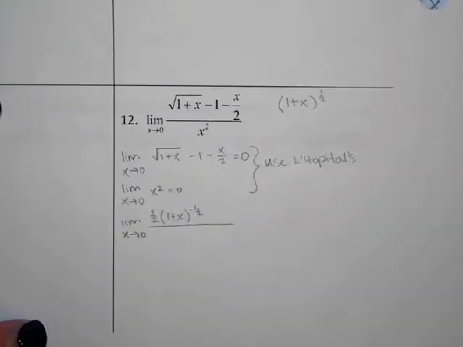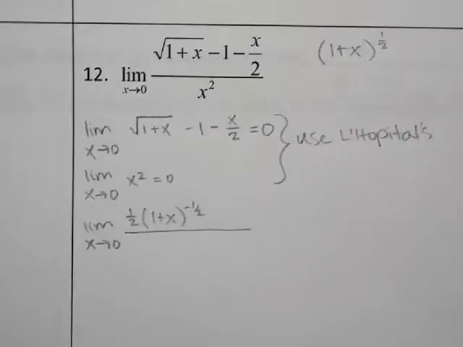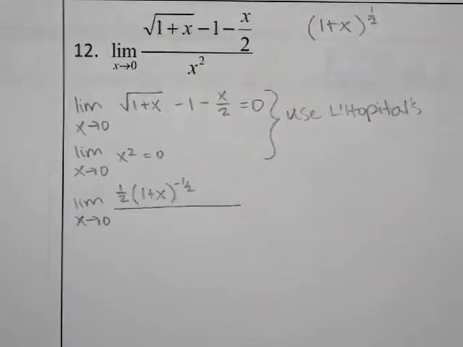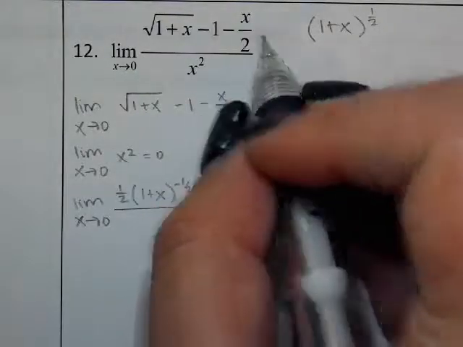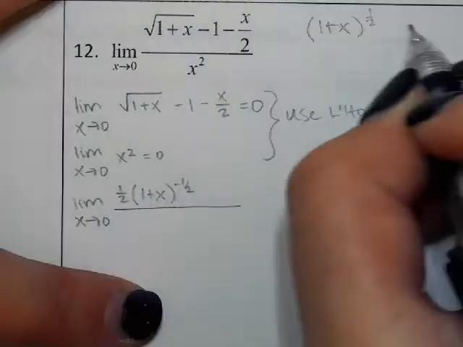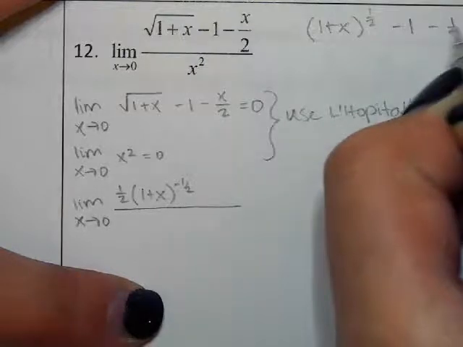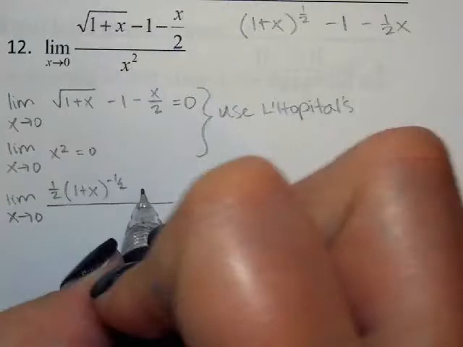Derivative of -1, 0. Okay. Derivative of x over 2, 1/2. Okay, so this is kind of like saying -1/2 x. So that's just minus 1/2. Okay. And then what do we have on the bottom? 2x.